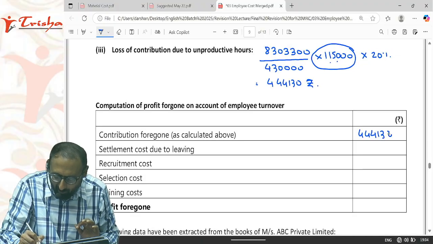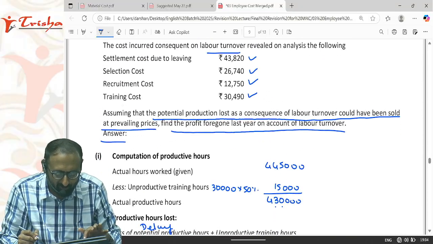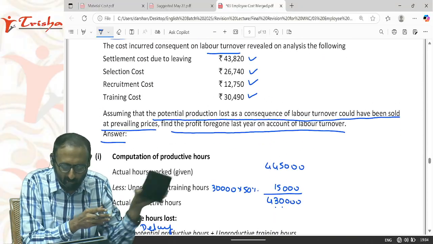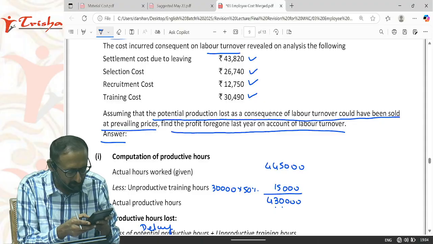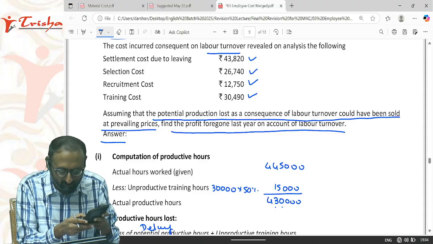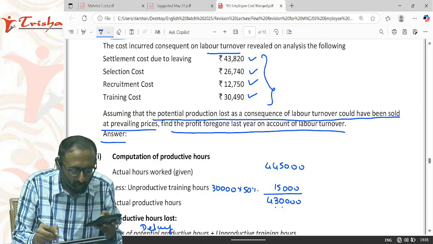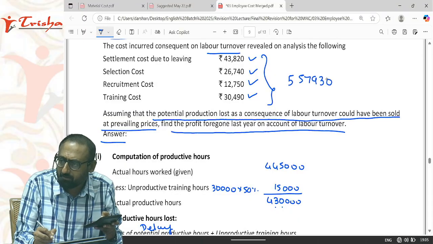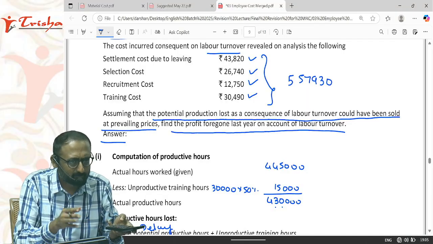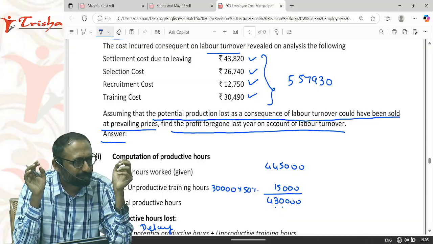Then all that settlement cost, selection cost, recruitment cost, training cost you'll have to tell. So take a total of all these costs plus 43,820 plus 26,740 plus 12,750 plus 30,490. Sir, what will be your answer? Total contribution loss will be 5,57,930. Correct? I don't know. Please check that. Yes, sir. Is it correct, everyone?